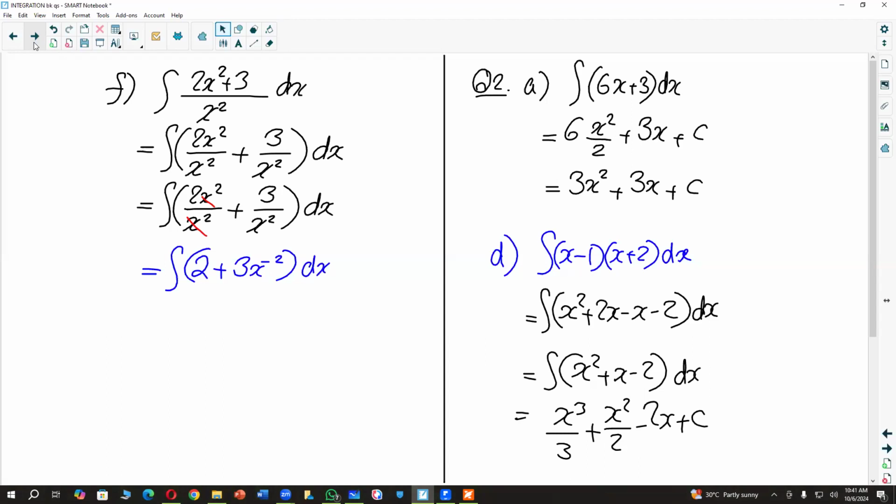So I think it's right. Yeah, now I got the fraction. Is it matching? Because you are giving one number extra, but are you getting the same? I mean 2 plus 3x minus 2. Yes, well now I'm getting the same. Okay.